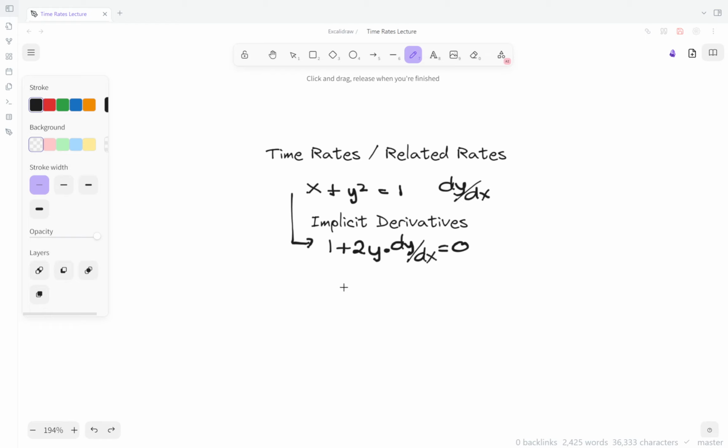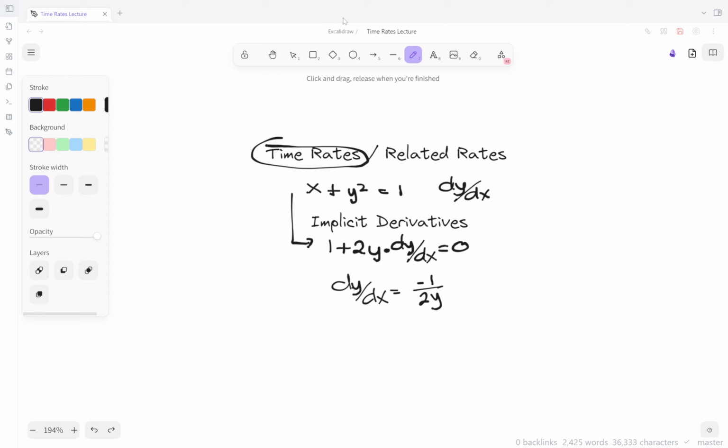Now, you can solve for dy/dx, which is the derivative of y with respect to x, and it is just given by negative 1 over 2y. And that's it. That's how you find the implicit derivatives. But how about if we perform the derivatives with respect to time?